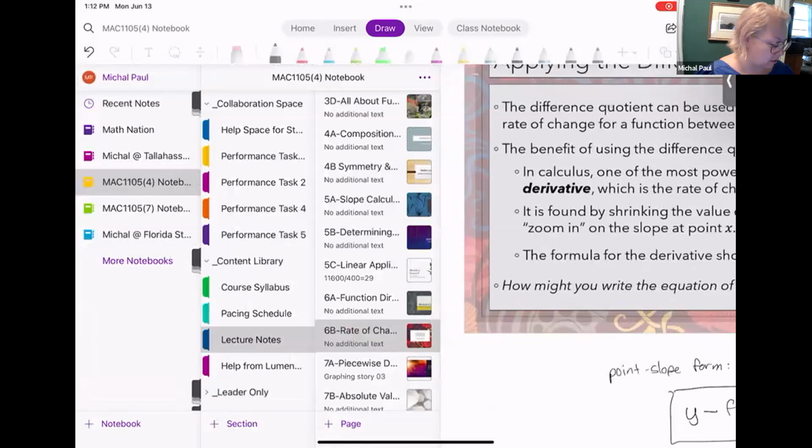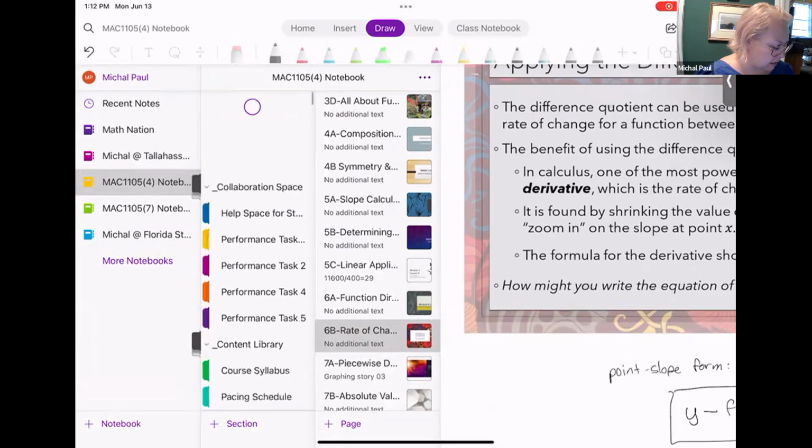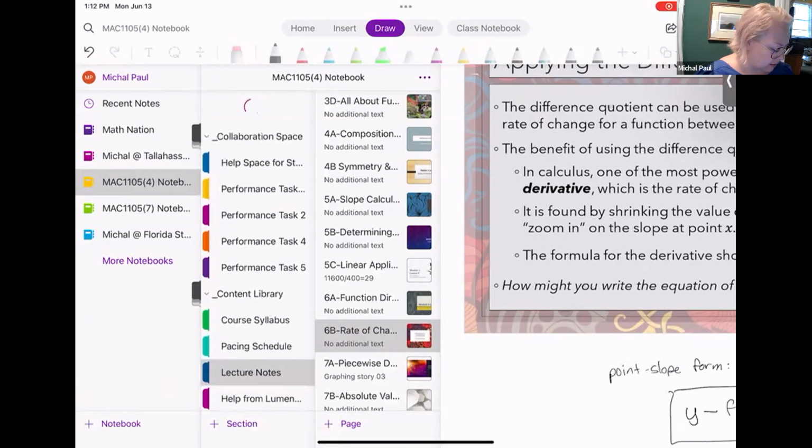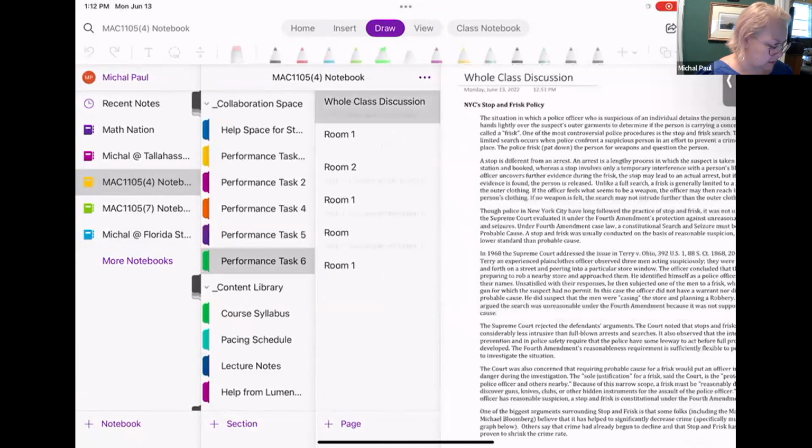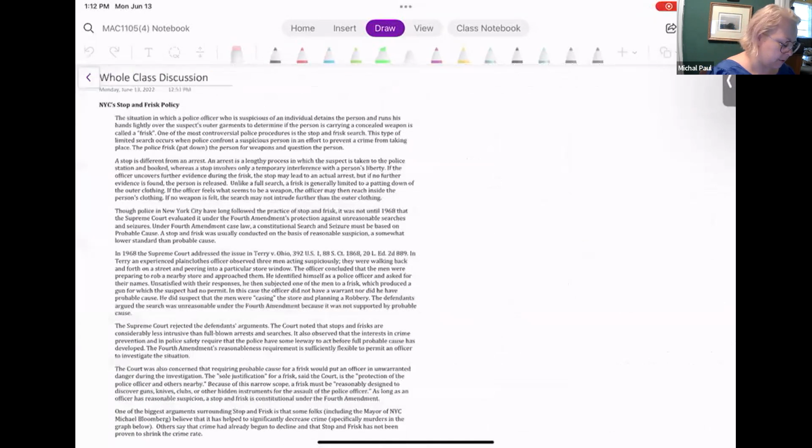All right, so what we're going to do today is apply the difference quotient to an interesting context. So as a whole class, I want to turn to performance task 6. Why isn't this updated? There it is. And we're going to talk about New York's controversial stop and frisk policy.